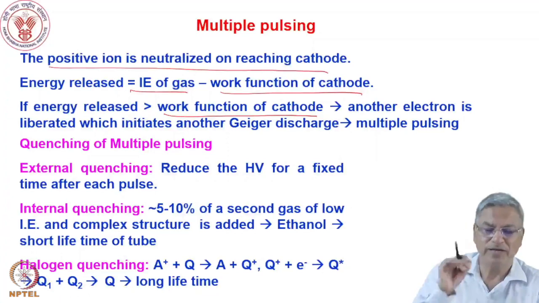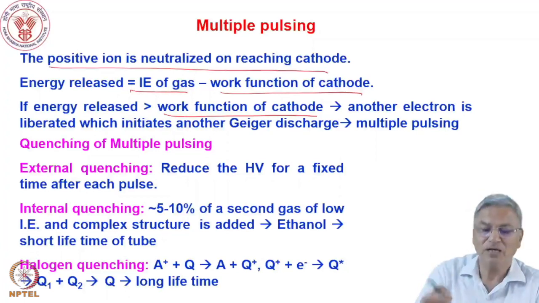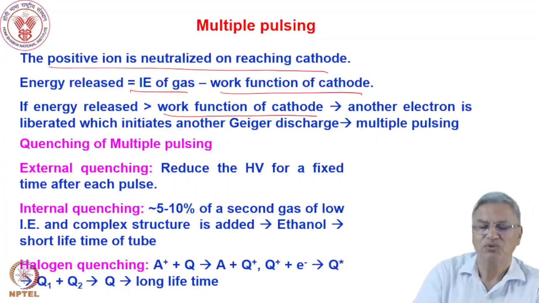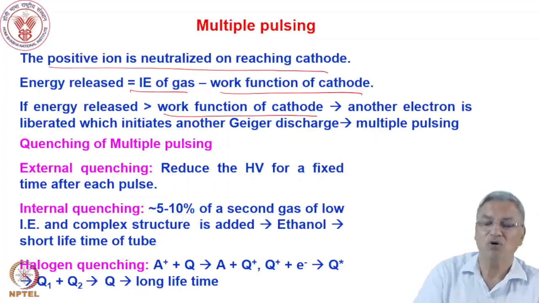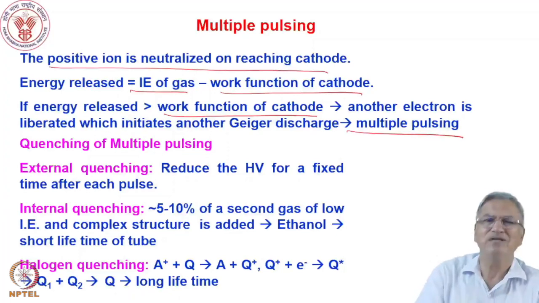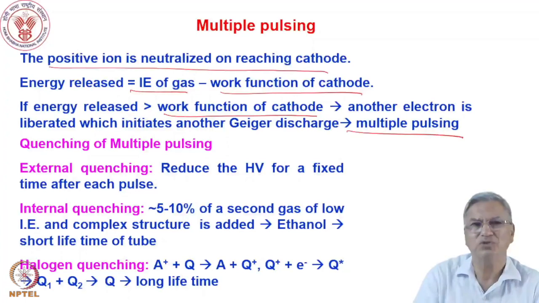So if the energy released during the neutralization of the positive ion is more than the work function of the cathode, then another electron will be generated at the cathode. That electron, which is not wanted, can generate another Geiger discharge, and that is called multiple pulses. We do not want the positive ion, when it reaches the cathode, to generate another electron. That is called multiple pulsing, which is not wanted in the Geiger-Müller counter.